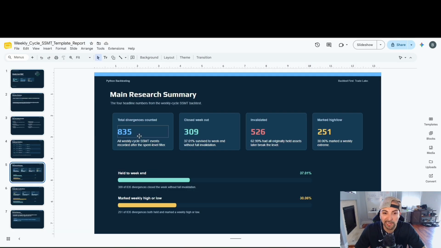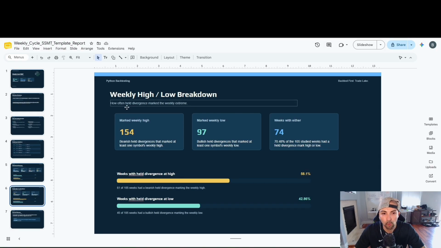Here is the summary. We had 835 divergences that were counted. 37% survived to the week end without a full invalidation. 526 did get invalidated, which is about 63%, where all original held assets later break the level. And 251 marked a weekly extreme. All right, so here is a weekly high or low breakdown: how often held divergences marked the weekly extreme. In this case, we had 154 bearish held divergences that marked at least one of the symbol's weekly highs. We had 97 that marked at least one symbol's weekly low.